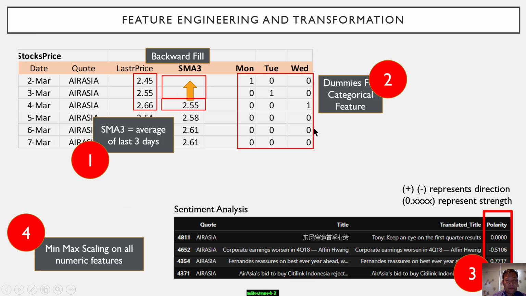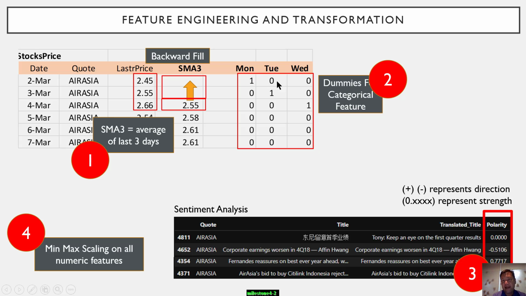Next, we're going to put in some additional features. As I mentioned earlier, I introduced a simple moving average of 3 days. 3 days because our data set is not very big, so I'm going to choose the past 3-day window, the average of the last closing price. So the first 2 lines are going to be empty, so we're going to backfill them.